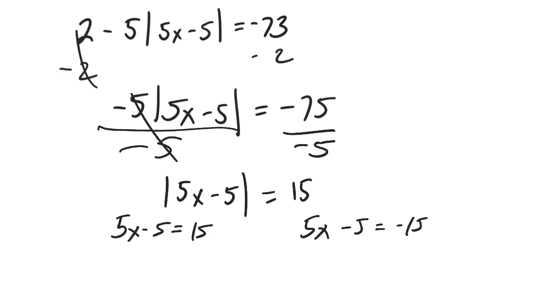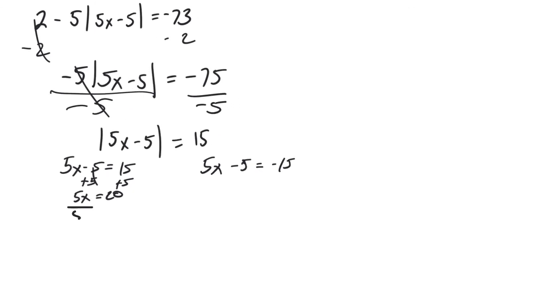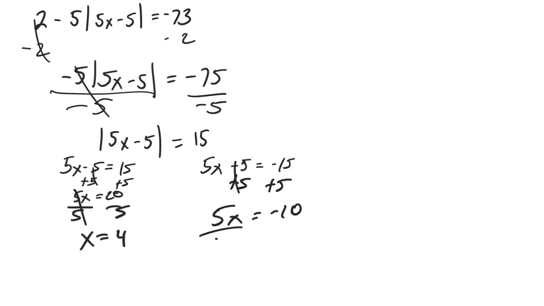I know my 5s are ugly, but you know what they are. I'm telling you what they are as I write them. So I'm going to add 5 over here to each side. I have 5x equals 20. And we know when we do that, we divide by 5 on each side, and x will equal 4. And then on the other side, we've got to add 5 on each side. We have 5x equals negative 10. When we divide by 5, x will equal negative 2. And I know I did that kind of quick, but that's basic two-step equations that I know you have seen a lot of.